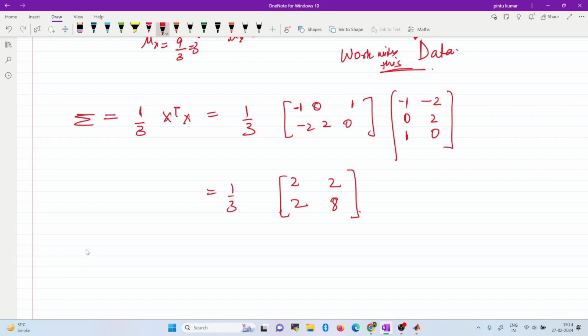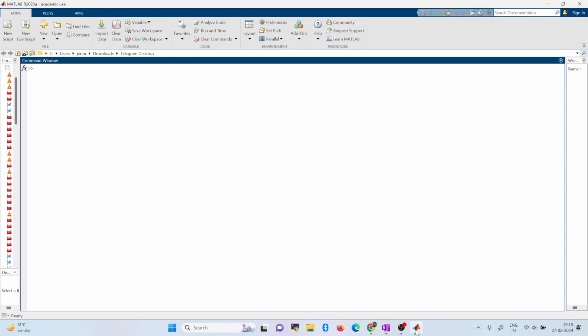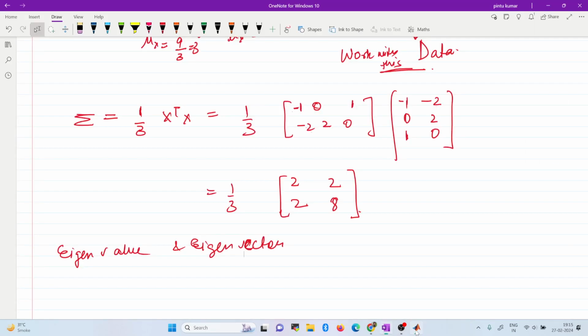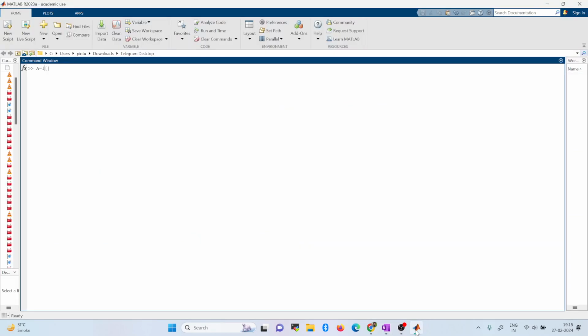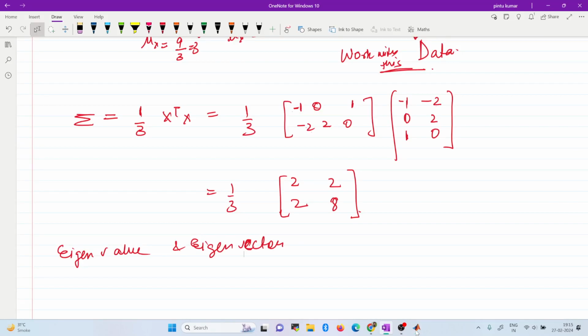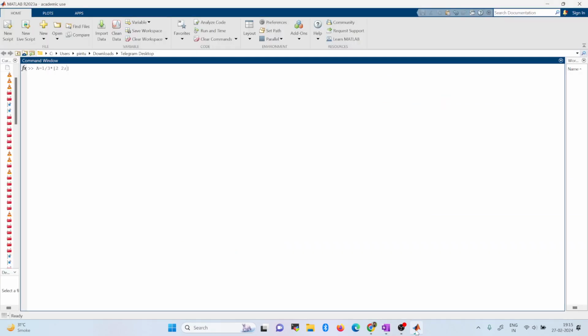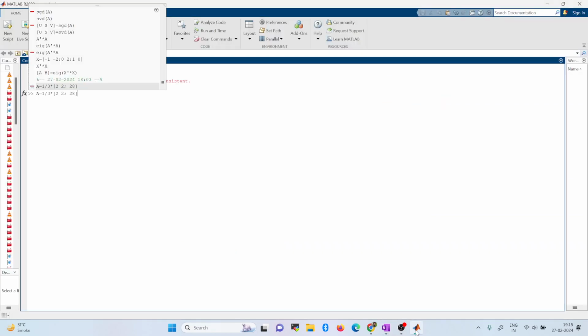What is the next task? The next task is to find the corresponding eigenvalue and eigenvector. Okay. I'm not going to explicitly find it. I'm going to use software, that is MATLAB, to find the eigenvalues for this, and I'll write it straight away. So my A is, let's say, 1 by 3, 2 to 8. Okay, sorry.